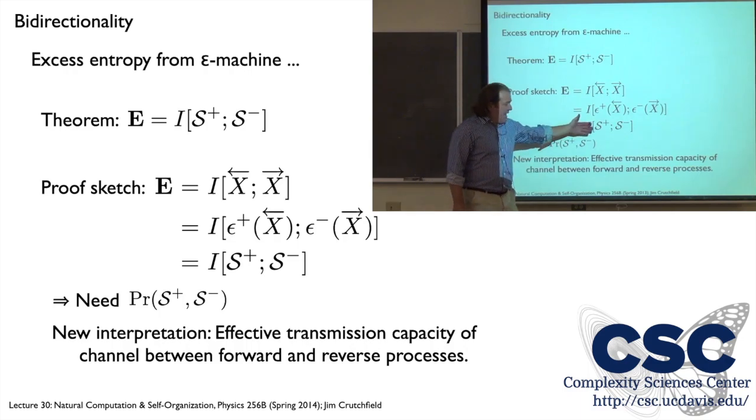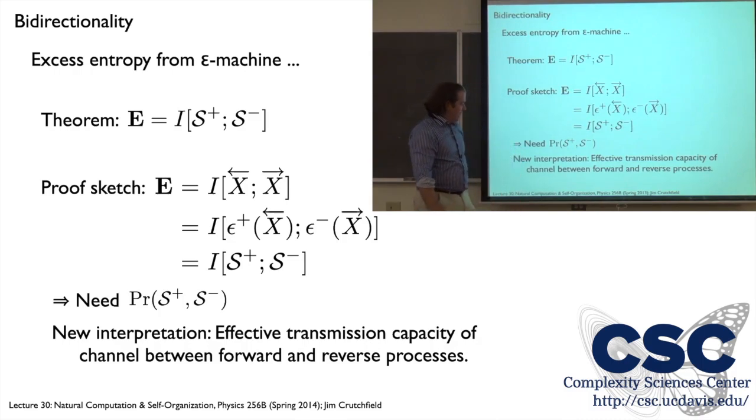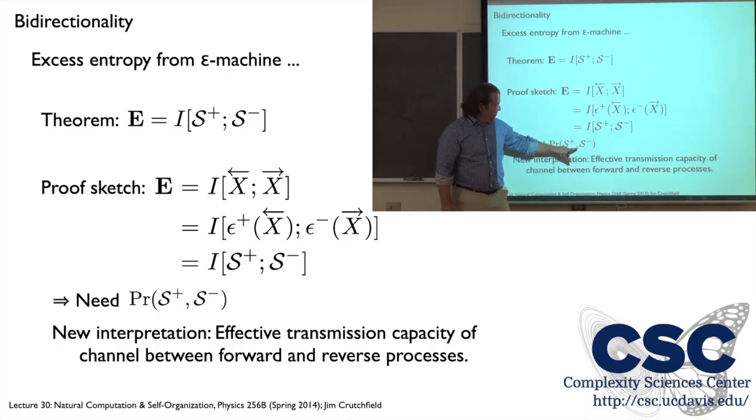So there's also an interesting interpretation. This excess entropy, if we go back to Shannon's picture of communication channels when we have a mutual information, it's sort of the effective transmission capacity between the forward and reverse processes. Maybe slightly strange, slightly intriguing. Somehow a process is communicating information between its forward and reverse states, however those are stored. Practically, of course, to get this, we need what we just talked about. We need to understand the relationship between the forward and reverse states and the general case, the joint distribution.